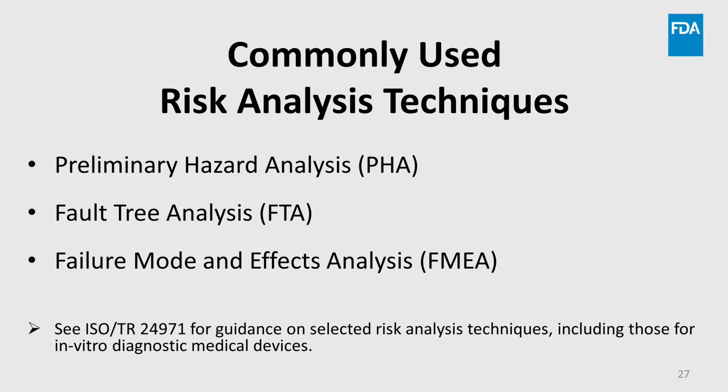There are many risk analysis techniques. Again, please understand the ones that you use and why their use is appropriate for making your risk determinations. Here are 3 commonly used risk analysis techniques. We could spend hours talking about each one, and in later learning modules, we will explore them in greater detail. These are preliminary hazard analysis, PHA, fault tree analysis, FTA, which is a top-down approach, and failure mode and effects analysis, FMEA, which is looking at individual line items, single components, or single processes to look at risk.